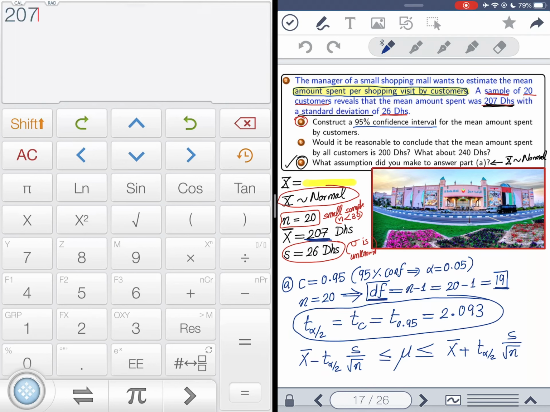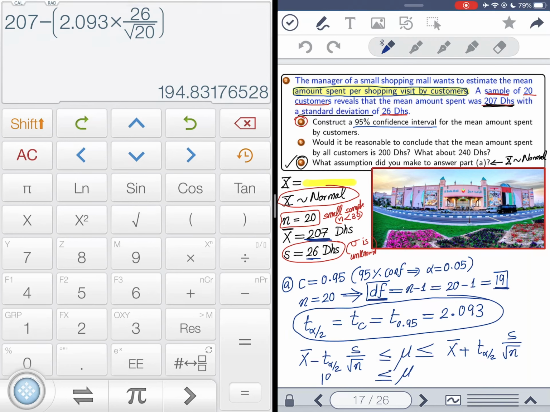So 207 minus, we do the minus first, and T is 2.093 times, now we need a fraction. It will be S, so what is S? 26. So 26 divided by radical, sample size is 20. Here you put the sample size, not the degrees of freedom, and it is equal to, okay, so we found it. So you can say mu is between 194.83. You can even put a 2, but I'll take it to 2 digits, and less than or equal.